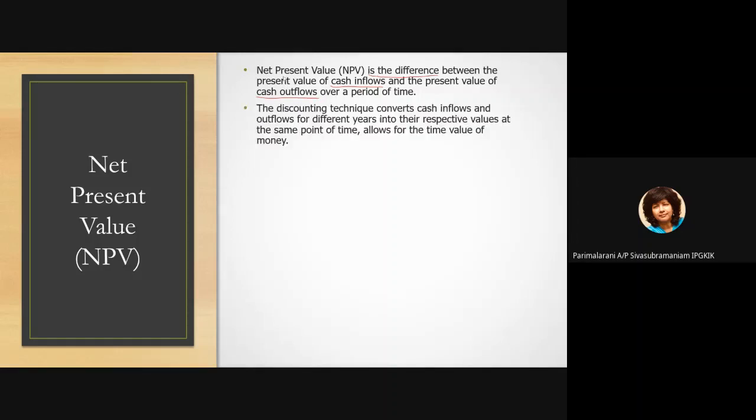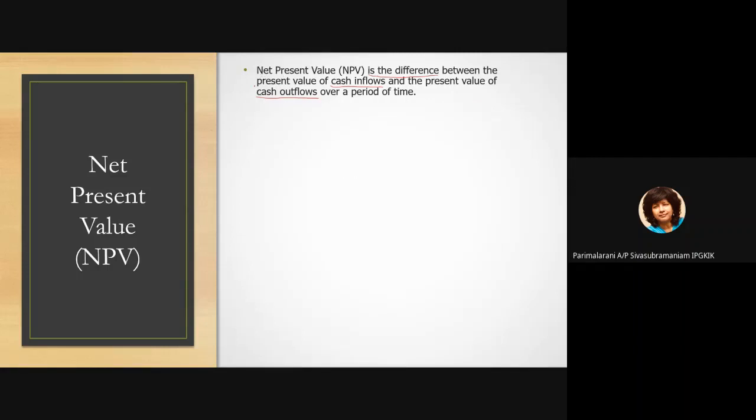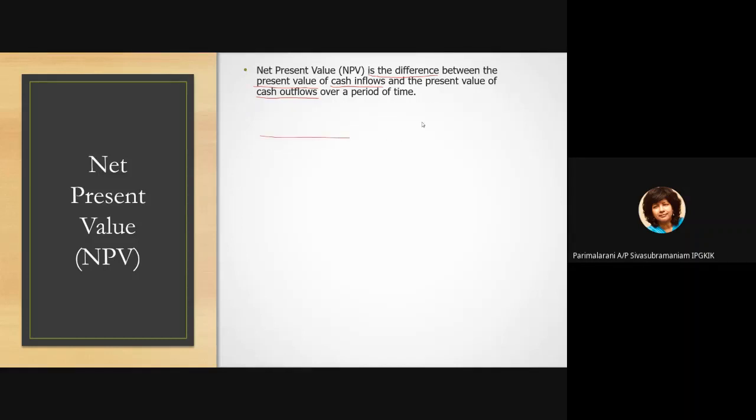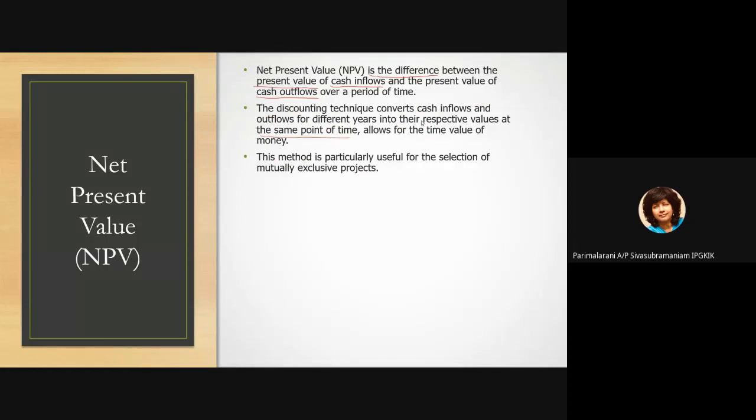The important keyword here is present value. That means you must calculate the present value for all the money. The discounting technique converts cash inflows and outflows for different years into their respective values at the same point of time, allowing for time value of money. This method is particularly useful for the selection of mutually exclusive projects.